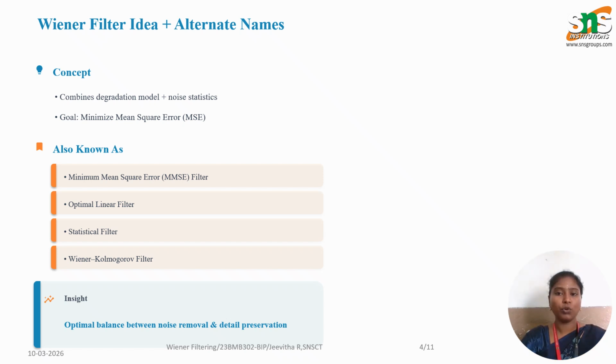Wiener filtering is an advanced and optimal approach. It does not just remove blur blindly. Instead, it uses the degradation model and statistical information about the noise. Its main objective is to minimize the mean square error, which means minimizing the difference between the original and restored image. Because of this, it is also called the minimum mean square filter, optimum linear filter, or statistical filter. The key idea is balance: it removes the noise while preserving important details like edges. So the Wiener filter is intelligent and adaptive.